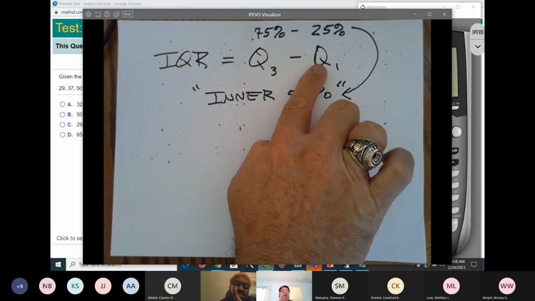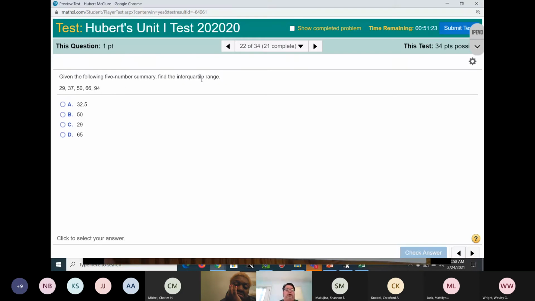So given the following numbers, find the interquartile range. I assume this is in order. They should tell you, I think it's in order. Third quartile, what is 66 minus 37?